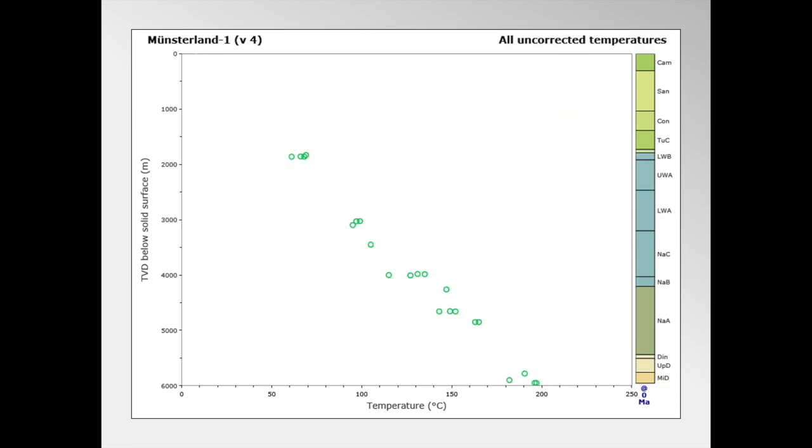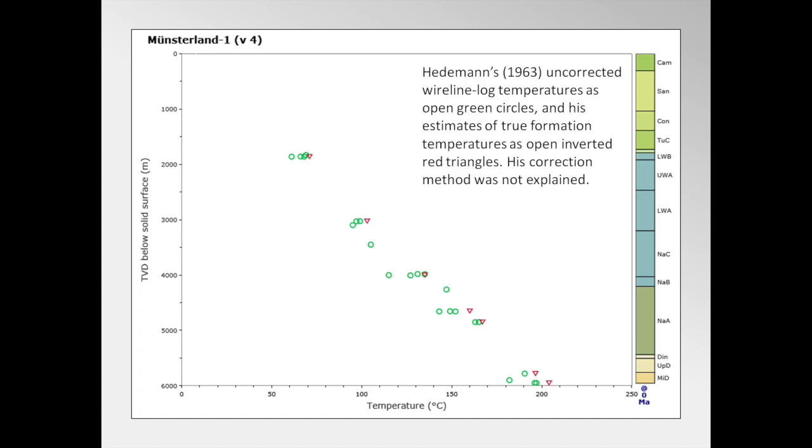It took some research to find the original wireline log temperature data, but here they are, the uncorrected measured temperatures. There's a lot of data, and most of it is quite consistent. Here we see the uncorrected wireline temperatures as open green circles, and the estimated true formation temperatures as red open triangles. Heidemann did not describe his method for correcting the log temperatures, but his correction is very small and is least at the greatest depths, where temperatures are highest.